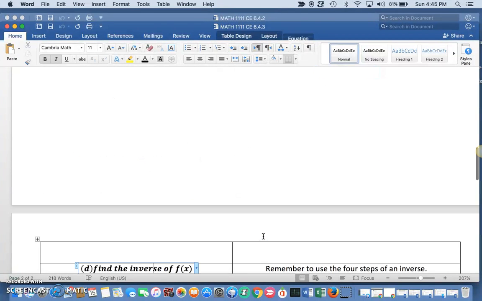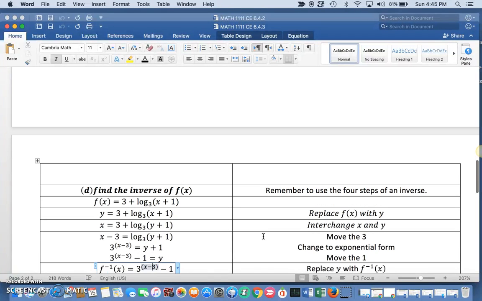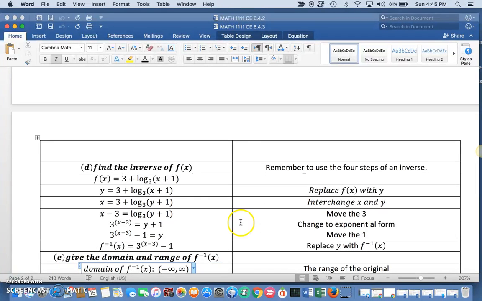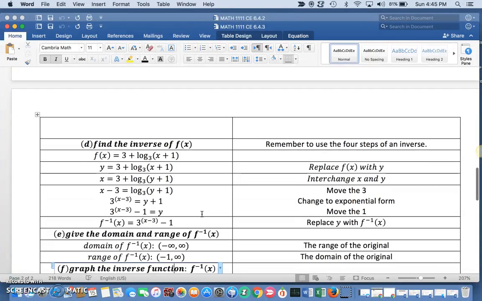Now, finding the inverse, we go through the same process we did previously. First thing, change f of x to y. Second thing, interchange the x and the y. Now begin solving for y. Move the 3 over. Okay, and then you have a logarithm. Still have a logarithm.